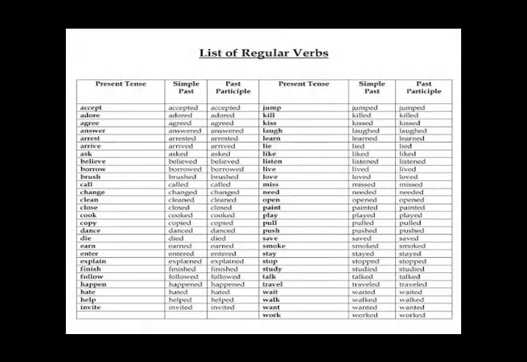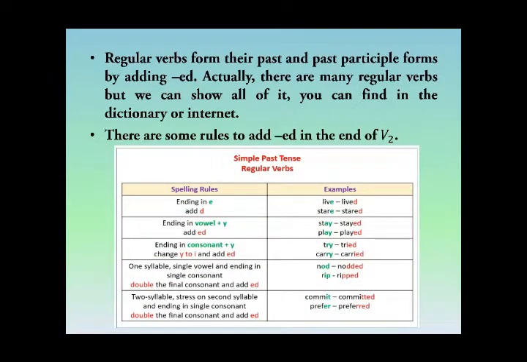Here is the list of regular verbs. Regular verbs form their past and past participle forms by adding the suffix ed. Actually, there are many regular verbs, but we can't show all of them. You can find them in the dictionary or on the internet. There are some rules to add the suffix ed at the end of verb 1. Here you go.